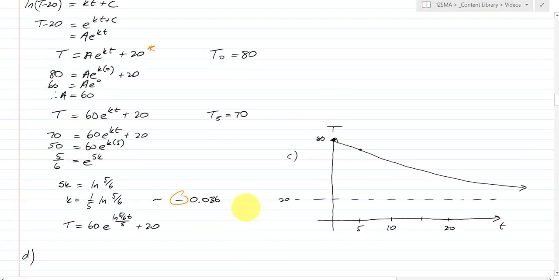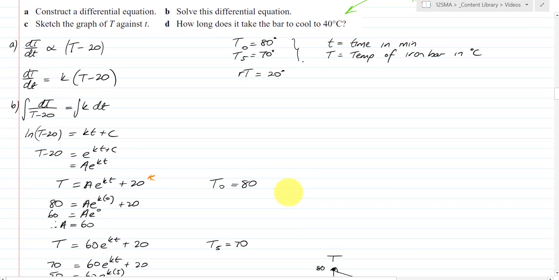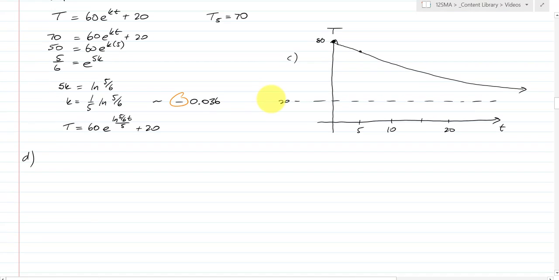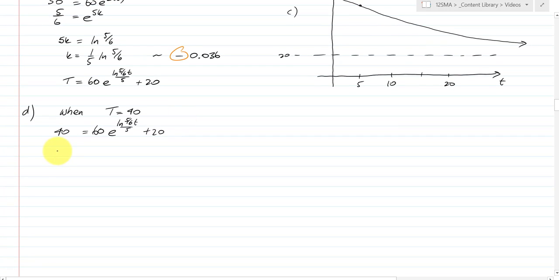And part D. How long does it take for the bar to cool to 40 degrees Celsius? So we want to know when does T equal 40? That's a pretty easy question. We just put 40 into here. 60 e to the log 5/6 t over 5. You can even leave k in here, to be honest, because it's a bit of a muck around having that exact value. So I get 20 equals 60 e to the log 5/6 t on 5.